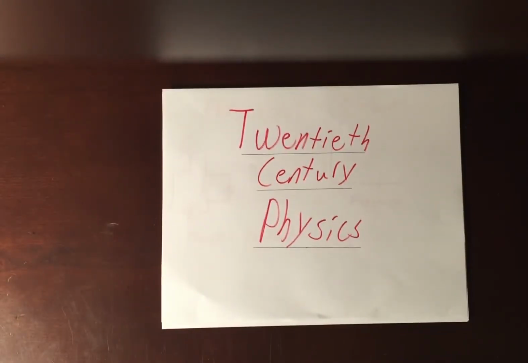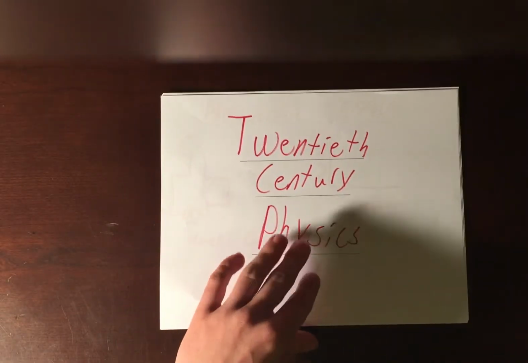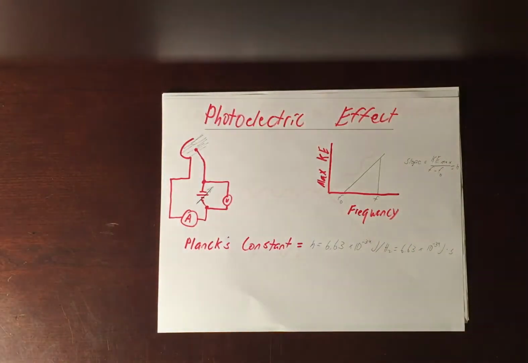In my video today, I'll be talking about 20th century physics. First, the photoelectric effect. This is the fact that raising the intensity of light, or increasing the amplitude of the wave, could not cause electrons to be emitted if the frequency is too low. This view on light became known as the quantum theory.